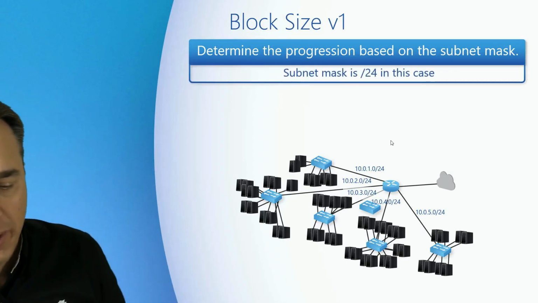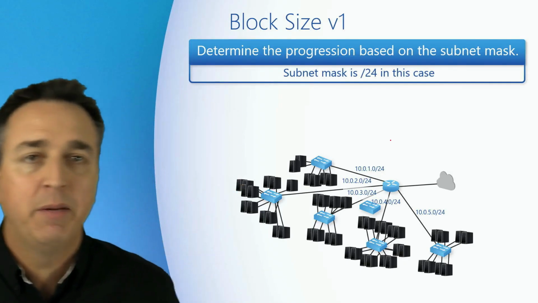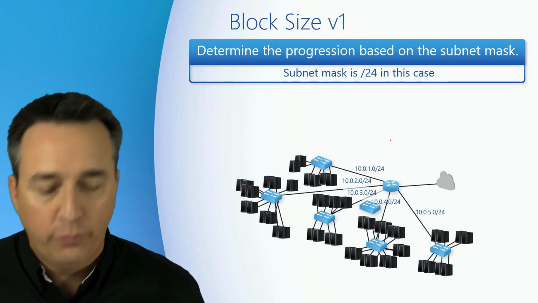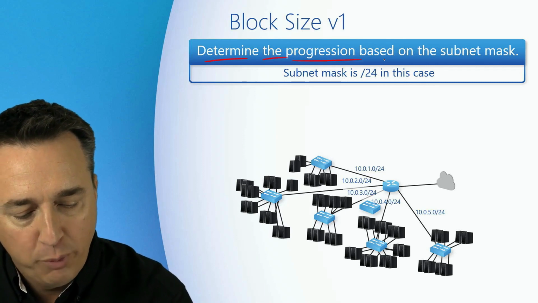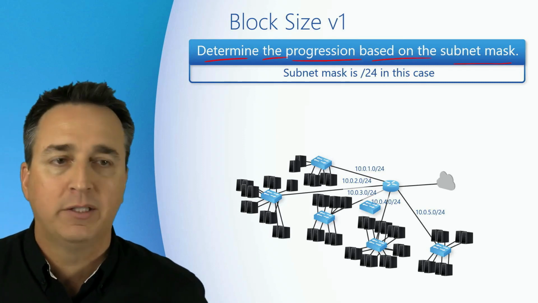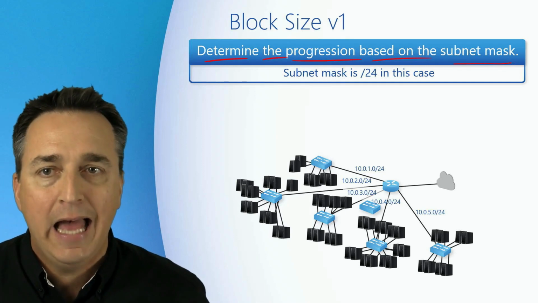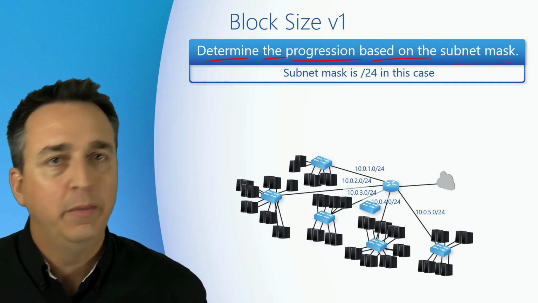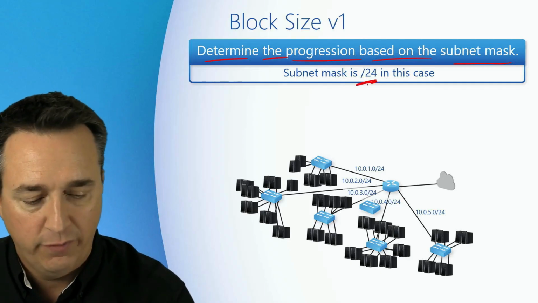All right, so we want to determine the progression based on the subnet mask. This is a really key skill for everything we're going to do going forward. It's all about the subnet mask. It doesn't matter the IP address; in the end, what matters is the subnet mask more than anything else. So you immediately look at the subnet mask and say, we've got a /24 in this example.